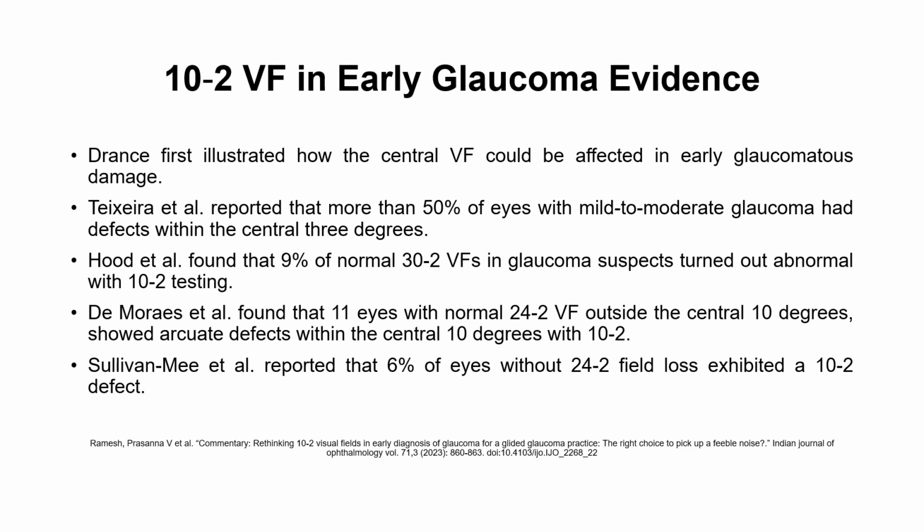So please don't believe the common misconception or misunderstanding that the 10-2 visual field is used only in advanced glaucoma. No, it can be used even in early glaucoma or glaucoma suspects, as we said. 9% of normal 32-2 visual field glaucoma suspects turned out abnormal with 10-2 testing.